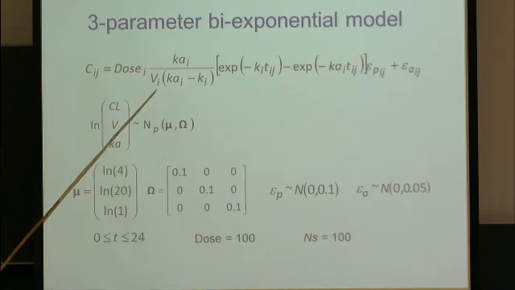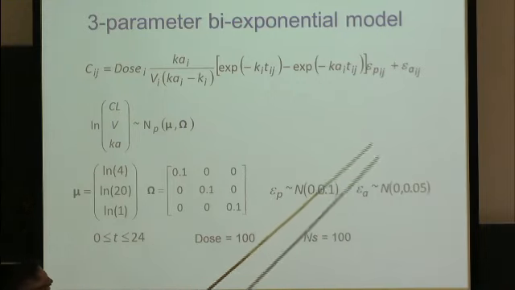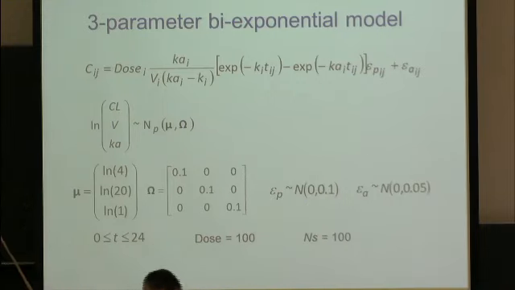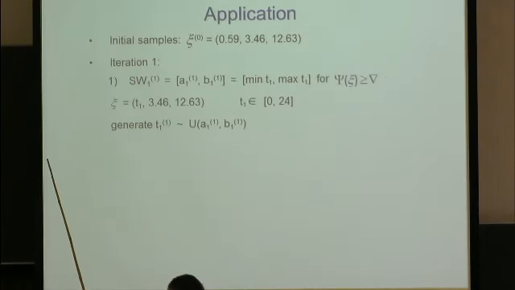So there are parameters here, Ka, K, and V, and K is the ratio of clearance over volume. There's a proportional and an additive component to the model. I think there's probably a mistake in that slide as well, so I won't stay on it too long.